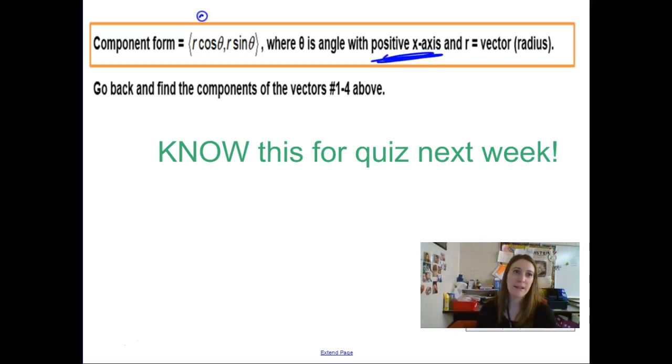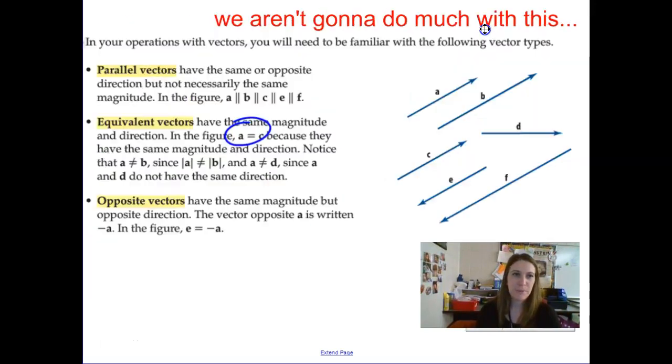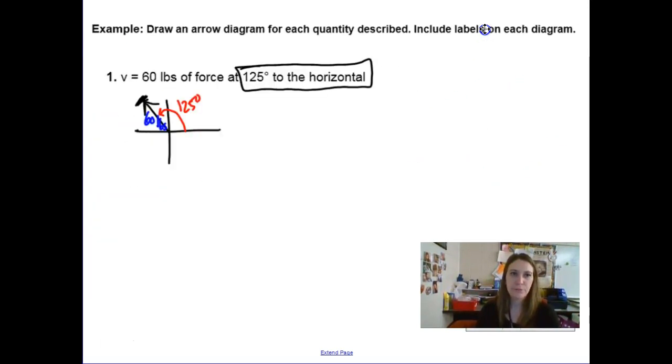Here, instead of magnitude, they used r. So just write yourself a little note that r represents the magnitude. If you want to relate it to your work with trig, it's like the radius of our triangles that we were using on the unit circle. So now I want us to go back to numbers 1 through 4 and find all the horizontal and vertical components. I'll do that for a couple of them, not all 4.